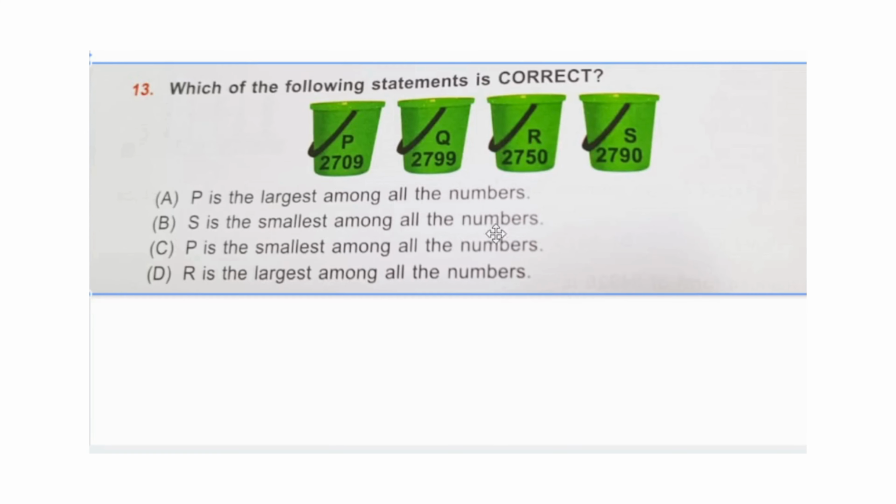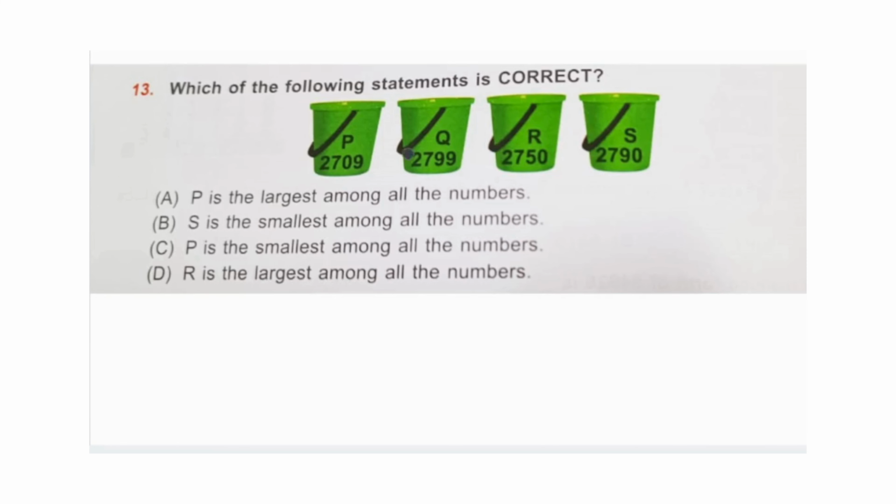Now let's look at question number 13 of the number sense. If you see the question reads as, which of the following statements is correct? And the options are P, which is 2709, Q, which is 2799, R, which is 2750, and S, which is 2790. So what we need to do first is write these options P, Q, R, S either in ascending order or descending order. So let's write these in ascending order for now.